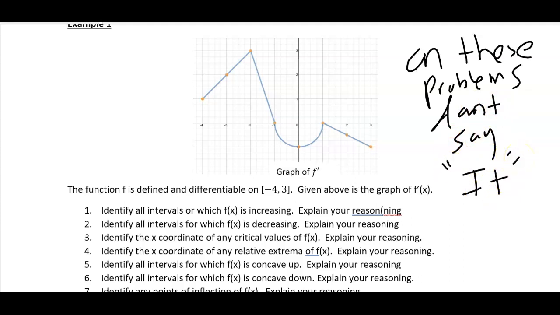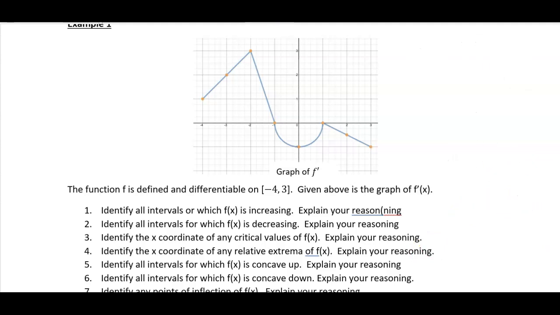Don't say it. Why? Because when you say it's increasing, the people grading your AP papers will say, what's increasing? Is it f prime, or f double prime? We don't know what you're talking about. So if you say it, you've automatically disqualified yourself from getting any points. Don't say it. All right?